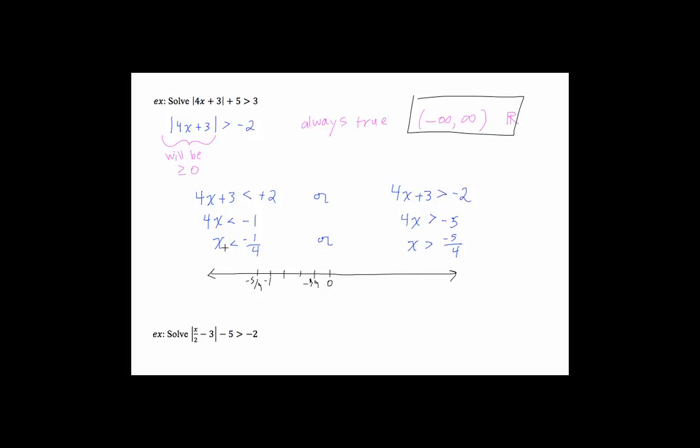Okay, if x is less than negative 1/4, that would be all these numbers right here. And if x is, that's an open circle or a little parenthesis, or if x is greater than negative 5/4, that would be all of these numbers right here. And as you can see, any x that satisfies at least one of those is going to be anywhere here on the number line, meaning from negative infinity to infinity.